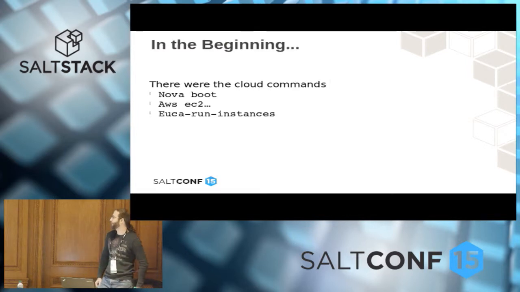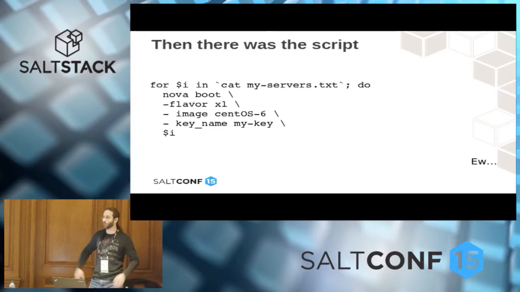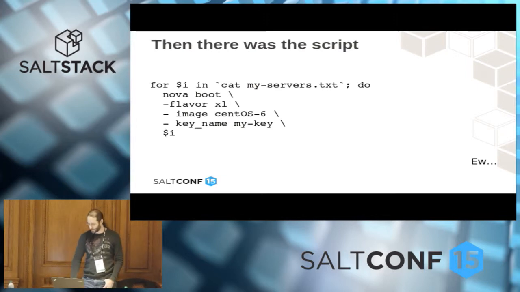So how did we get here? Well, in the beginning, there were the cloud commands. The OpenStack fans, like back in the day, we had the Euca commands, euca-run-instances, or the Nova boot command. If we were lucky, we were able to fire off an AWS EC2 command. And then after a little bit of time, we started getting clever, and we slapped together a couple of shell scripts. Maybe read it out of a config file and fire off a bunch of boot commands at the same time. I can launch 5 VMs all at once. That's nice, but we can do better.